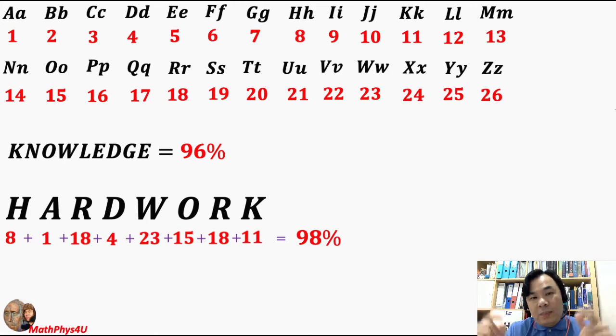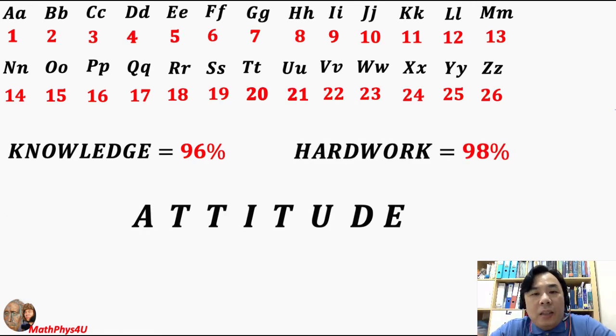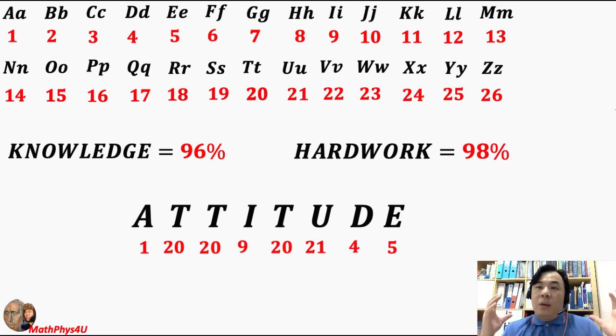And then lastly, we're going to look at attitude. Do you have the attitude or not? Okay, attitude, A-T-T-I-T-U-D-E here. Now, we're going to assign numerical values for each one of these alphabets. Now, A is 1, T 20, T 20 again, I is 9, U 21, D is 4, and then lastly we have E 5. Now we're going to sum up.